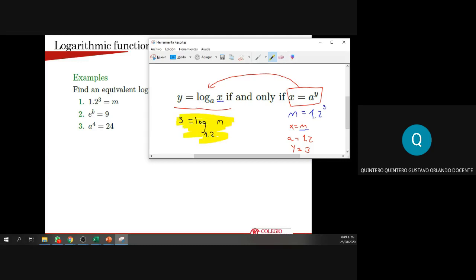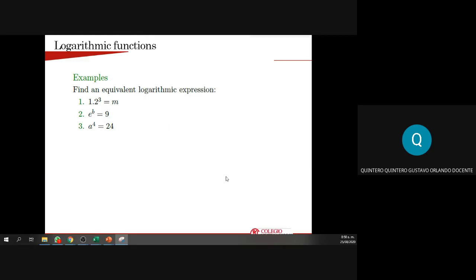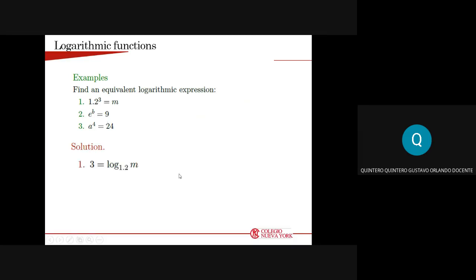Like this, we effectively changed the exponential expression into the logarithmic expression. Remember, all we have to do is follow the order of the values. That is it. Carlitos, you are correct, brother. You got it. That is the answer. Let me show how I did it here. Solution: 3 equals logarithm to the base 1.2 of m. Beautiful.